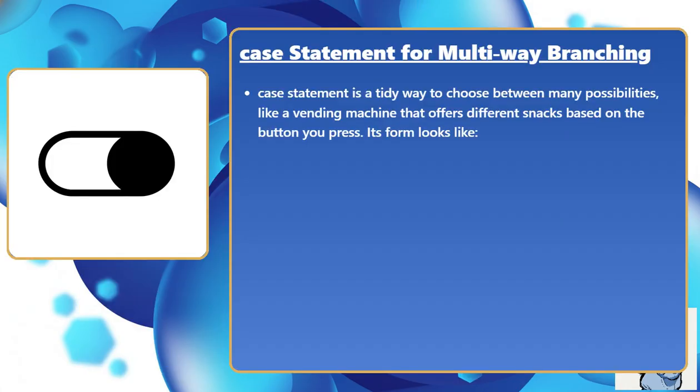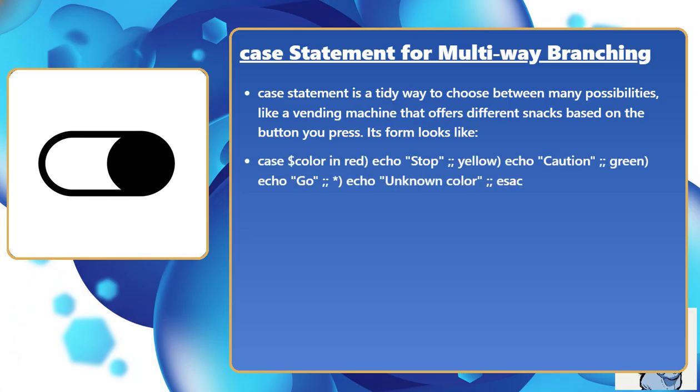The case statement is a tidy way to choose between many possibilities, like a vending machine that offers different snacks based on the button you press. Its form looks like: case $color in red) echo stop;; yellow) echo caution;; green) echo go;; *) echo unknown color;; esac.